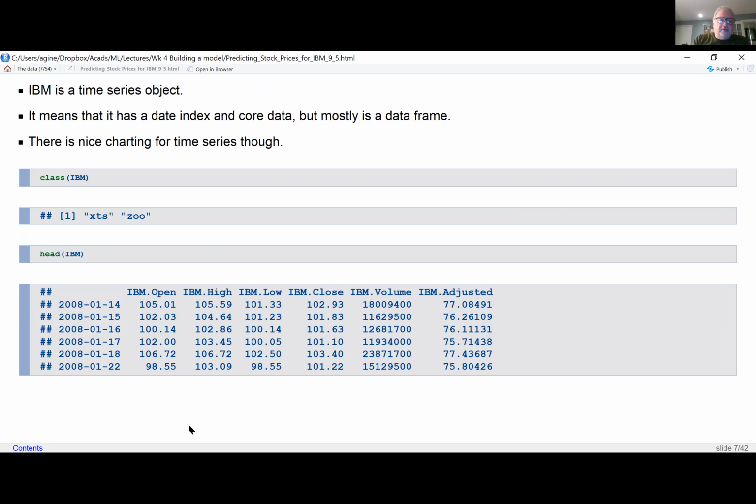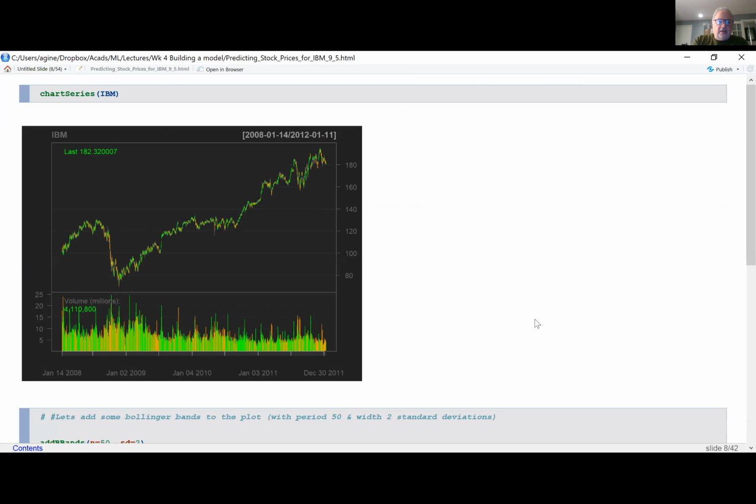So I got this time series object IBM, and if you wanted to do more with it, it gives you the open, high, low, close, the volume, and the adjusted price. That's the price adjusted for dividends. We won't be playing with that. This is a little low tech.